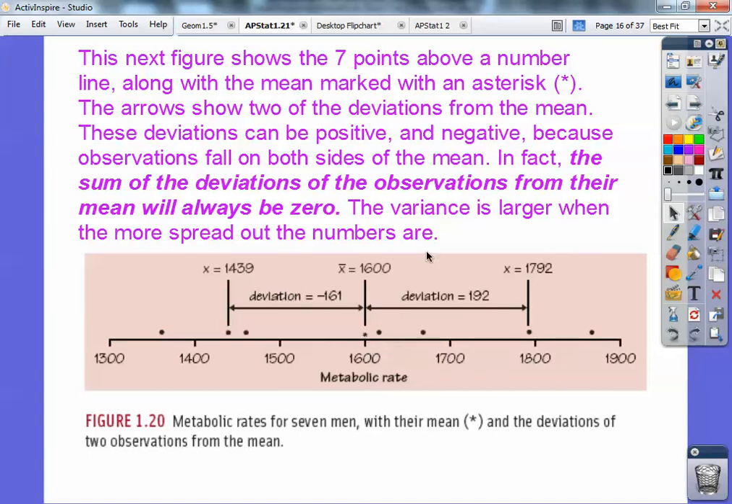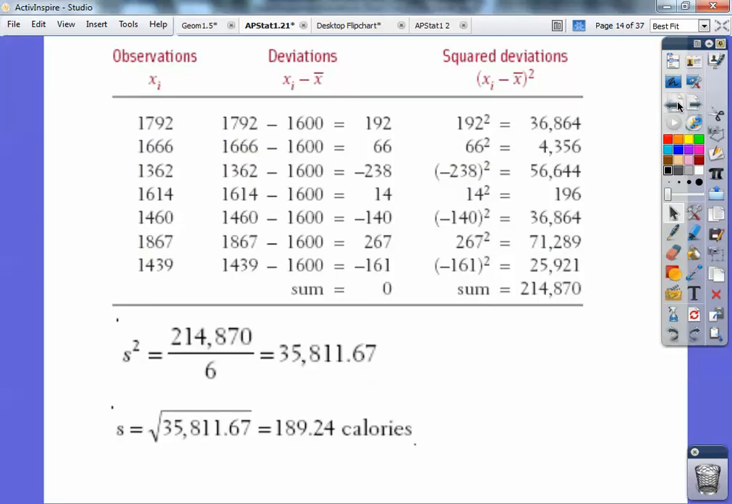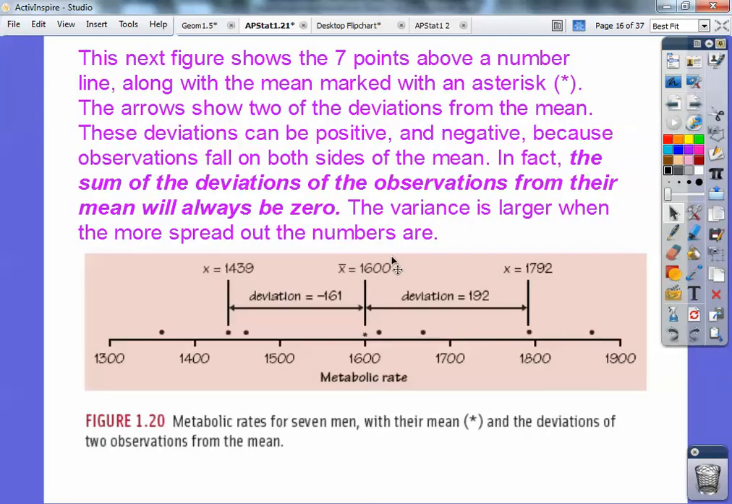Okay, and the arrows are showing 2 of the deviations from the mean. So here was one of them right here. Its deviation from the mean was negative 161. I think it was, let me go back, the negative 161. That was this one right here, so the 1439 minus 1600. And then the other one is 192. So it deviated from the mean 192.